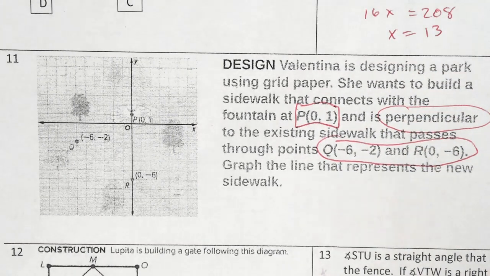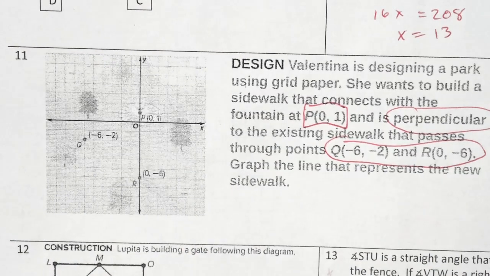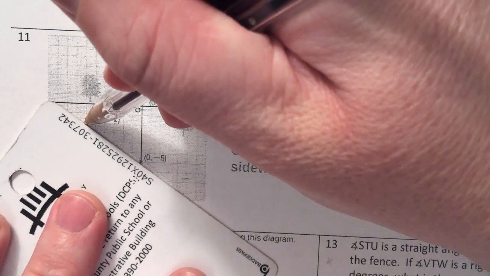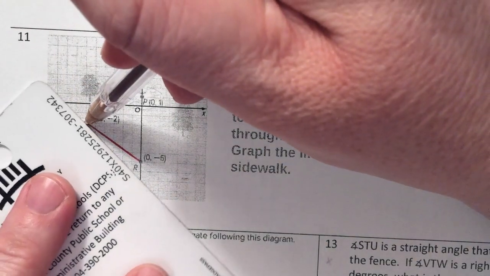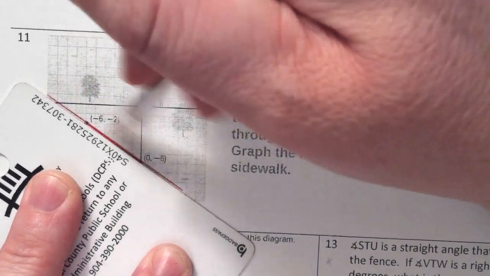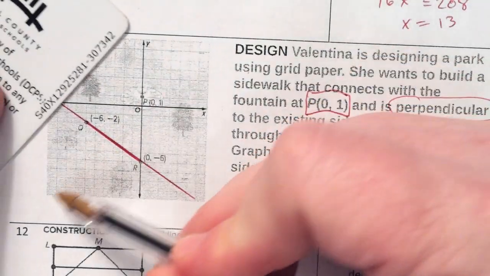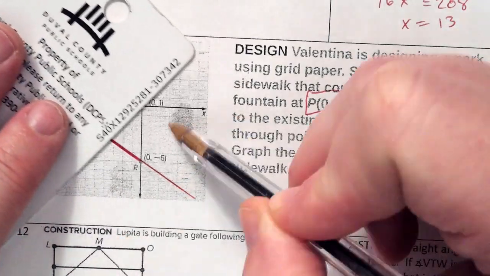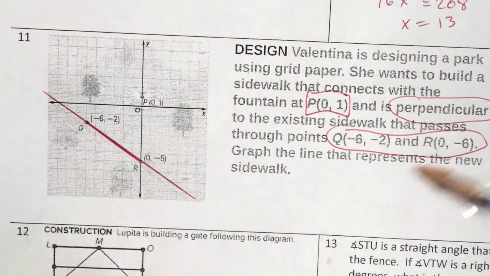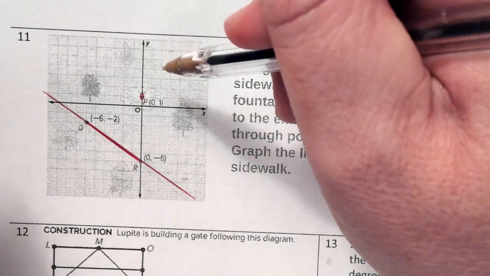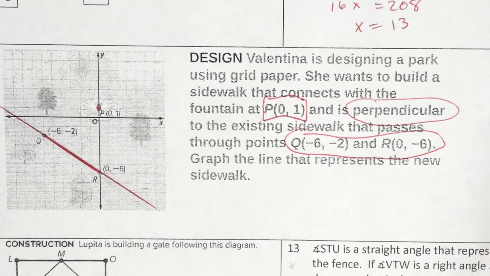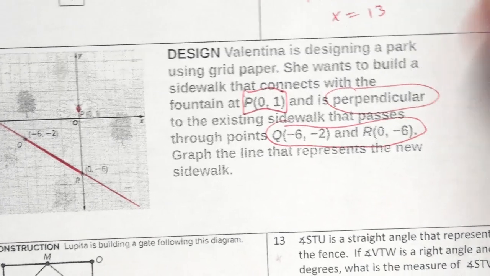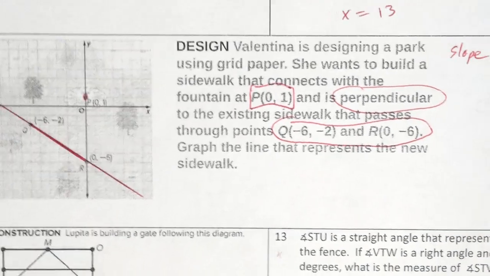All right, so we have this line right here, and we want something perpendicular to this line. That means it needs to be one of these, anything that looks like this. And it has to go through 0, 1. So just follow your steps. Step 1, find your slope.